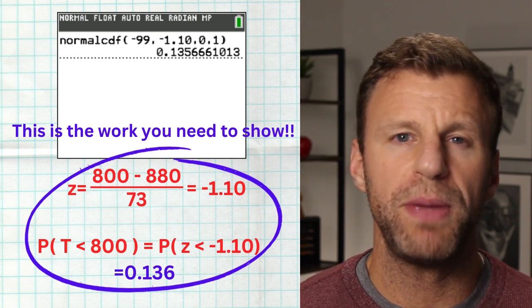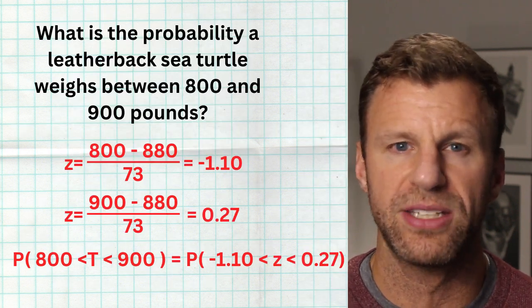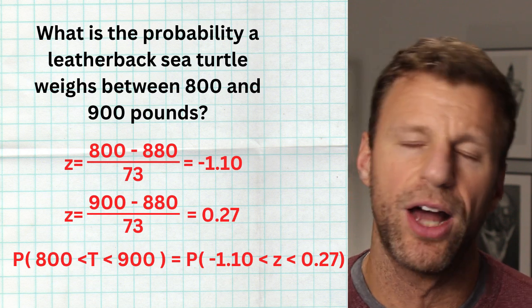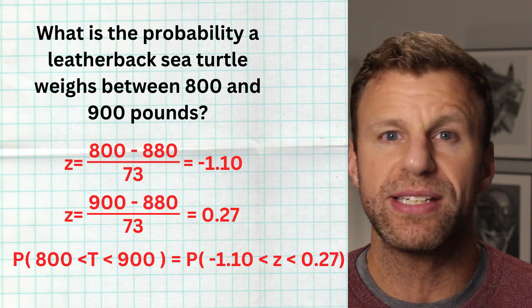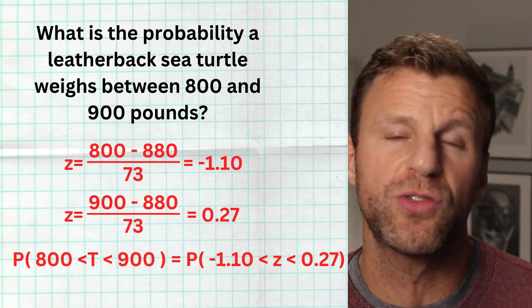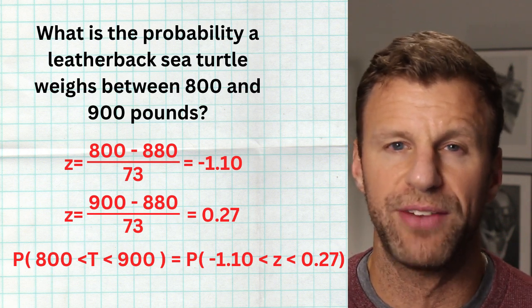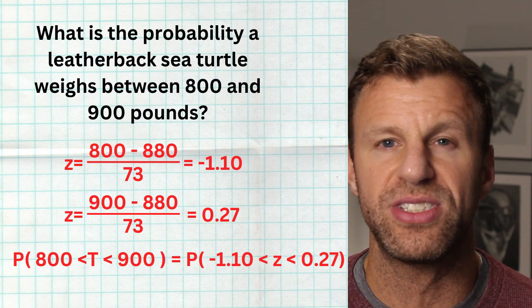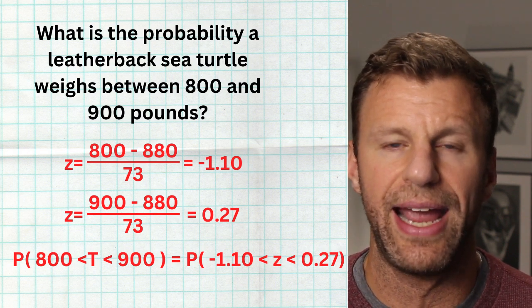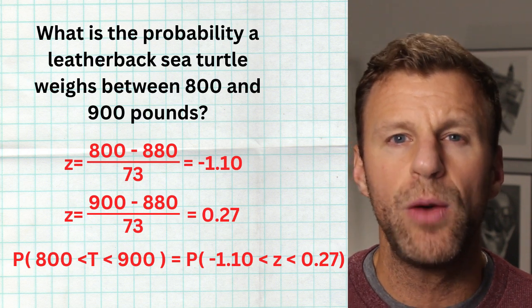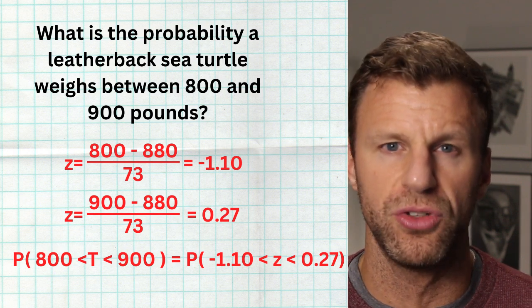All right, another question could be, what is the probability that a random leatherback sea turtle is going to weigh somewhere between 800 and 900 pounds? Well, once again, the first thing we've got to do is get the z-scores for both 800 and 900. We already know the z-score for 800 is negative 1.10. Now we've got to find the z-score for 900 by subtracting 880 divided by the standard deviation of 73. And we get a z-score of positive 0.27.